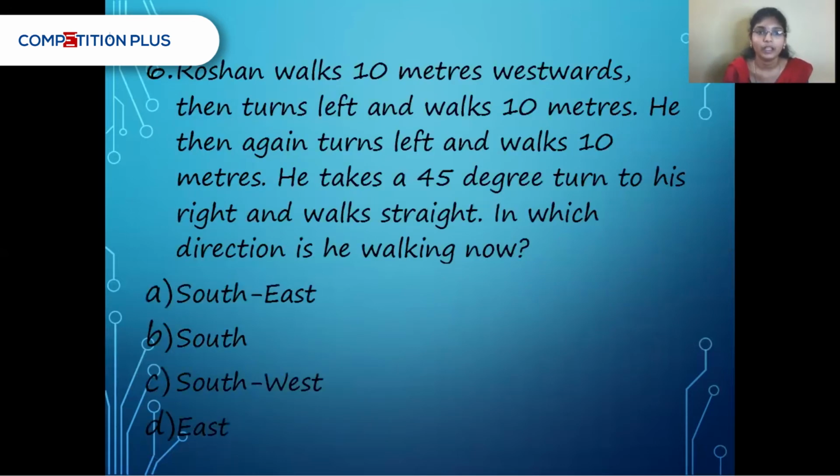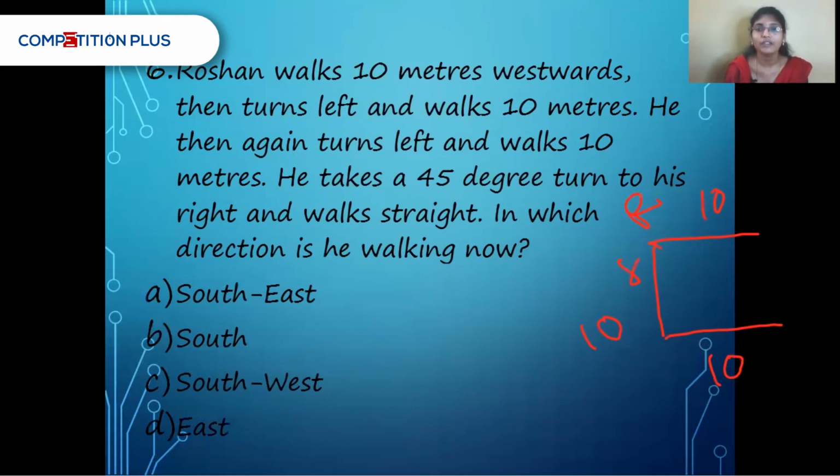The next question: Roshan walks 10 meters westwards. Mark it towards the west as 10. And then he turns left and walks 10 meters. Imagine your right and left and write correctly. So this is your right and this is your left. Towards the left, he makes a turn and walks for 10 meters. He then again turns left.